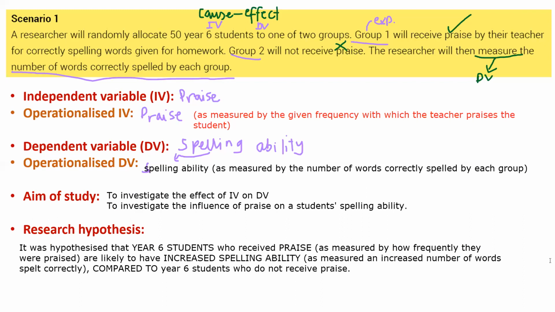But in this scenario, they've given us enough information about the DV, they've said it's measured by the number of words correctly spelled by each group, so we can use that. However, for the IV, you notice that we kind of made it up. They haven't talked about frequency of praise anywhere in the scenario, but we kind of made that up, if that makes sense.